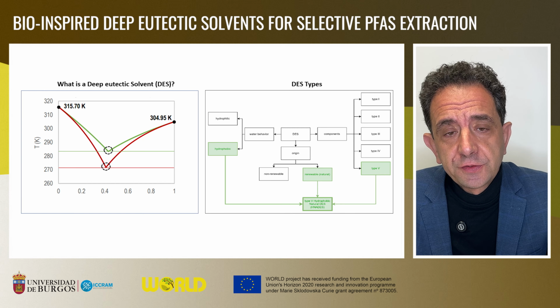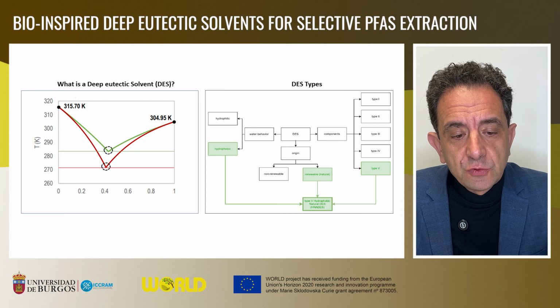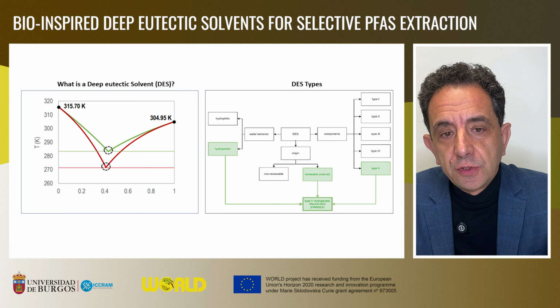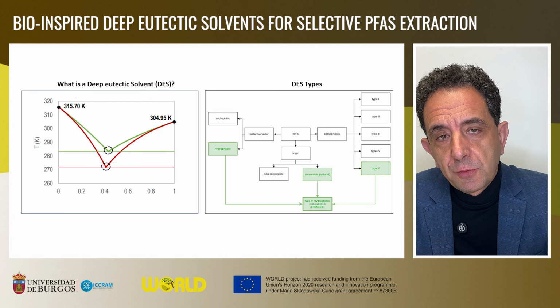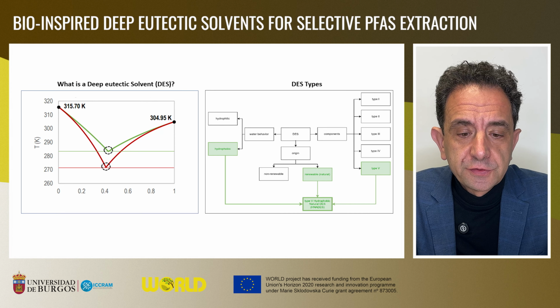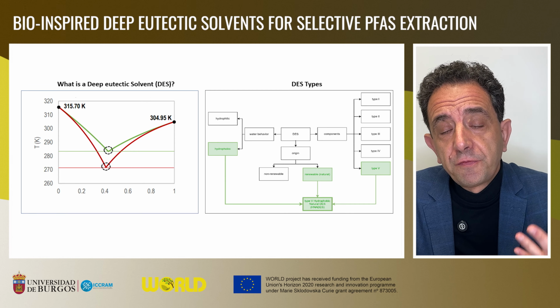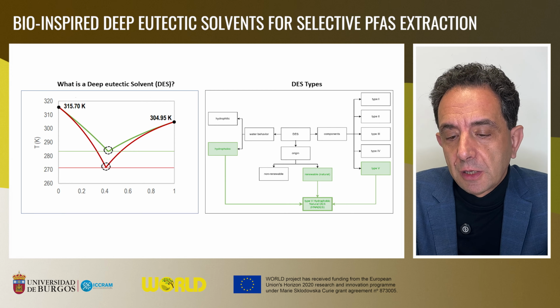These deep eutectic solvents basically are formed by the mixing of these two compounds, leading to a decrease of the melting point, which produces liquid phases with very low melting points. Obviously, the chemistry of these compounds is very wide. We can produce different kinds of deep eutectic solvents combining hydrophilic and hydrophobic compounds, leading to 5 main types of deep eutectic solvents classified according to their physicochemical properties.